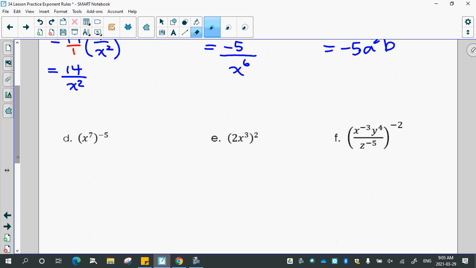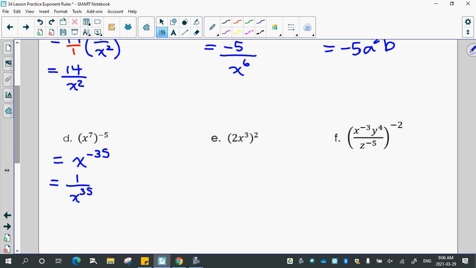Okay, x to the 7th to the negative 5. So the first exponent rule we can use here: keep the base and multiply the exponents. Then the second exponent rule that I could use: the negative exponent makes it a fraction, so 1 over x to the positive 35. Good. Okay, I'm going to put a little star beside this one. Try it first, and if you make the mistake, hopefully you will remember.